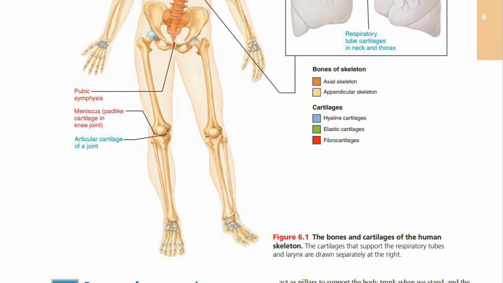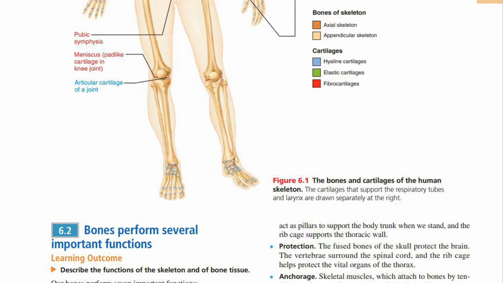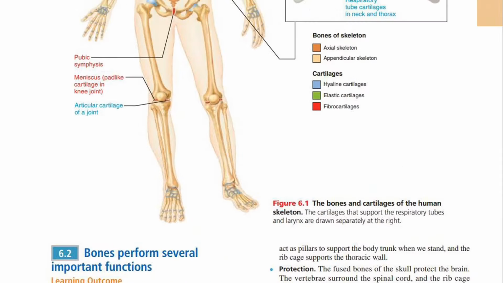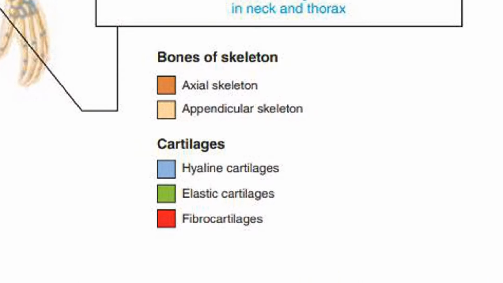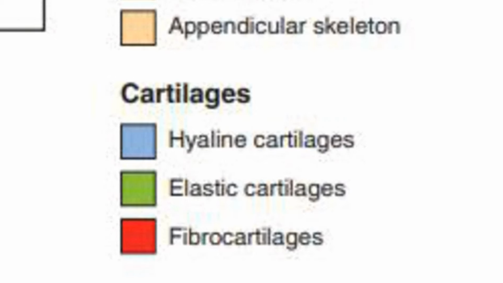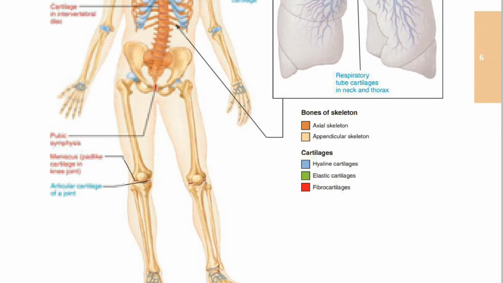Then in this figure, see figure 6.1, the bones and cartilages of the human skeleton. And here the key is given. The light brown color is used for the axial skeleton, and the light yellow color is used for the appendicular skeleton. Blue color is used for hyaline cartilage, green color for elastic cartilage, red color for fibrocartilages.